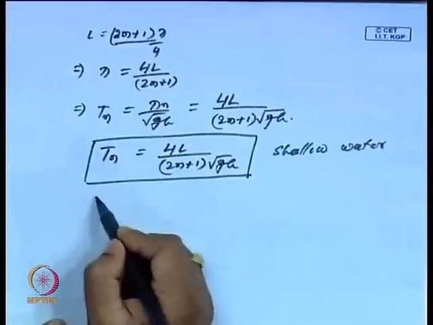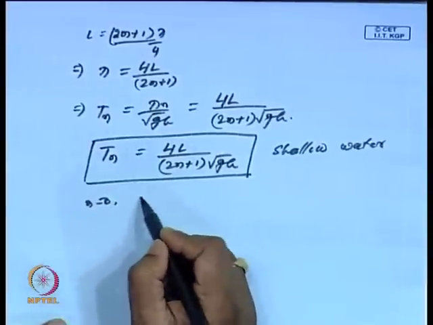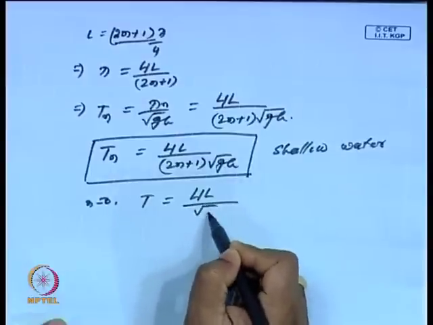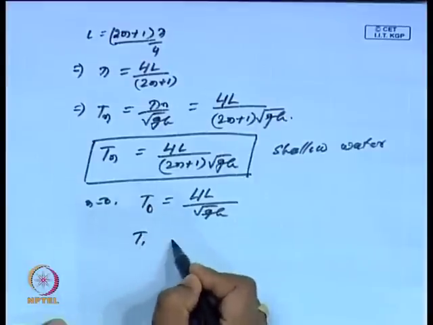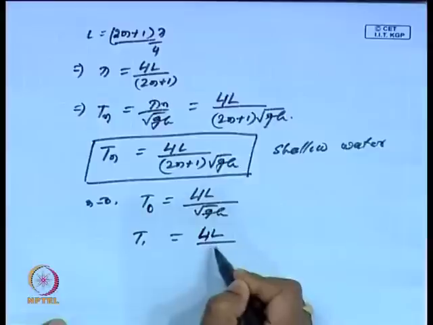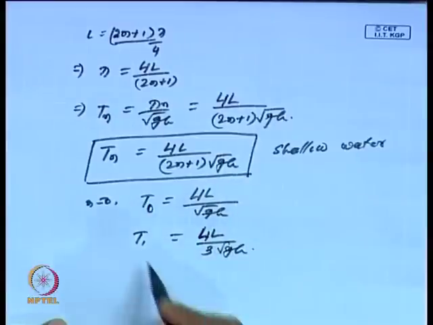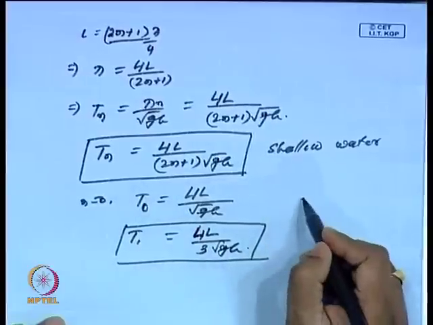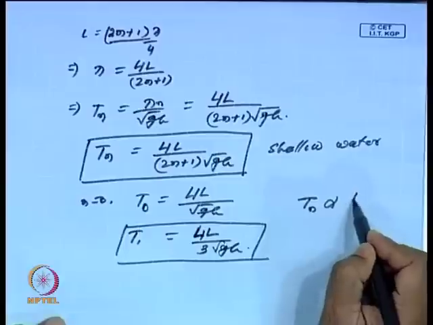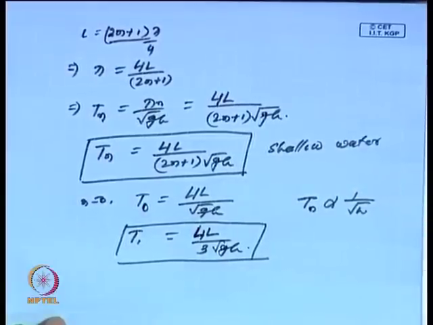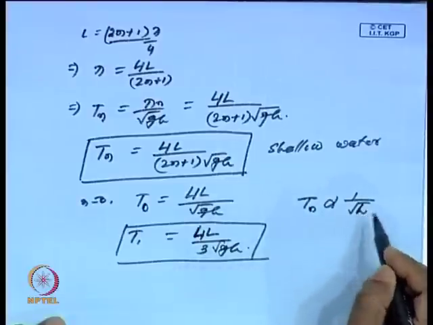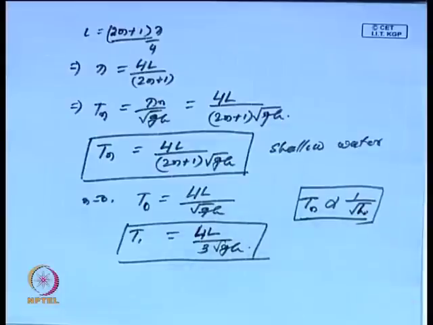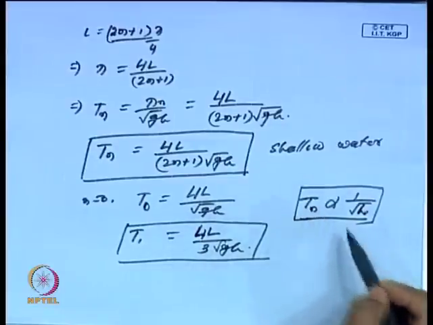That means, when n is equal to 0, the fundamental mode, that is called the primary mode, the period associated with the primary mode is 4L by root gH, and that is T0. My T1 will be 4L by 3 into root gH. Another point to observe: the period of oscillation Tn varies as 1 by root h. So, when the water depth h is increasing, Tn is decreasing. Higher the water depth, lower the period of oscillation. That is another observation we have made.